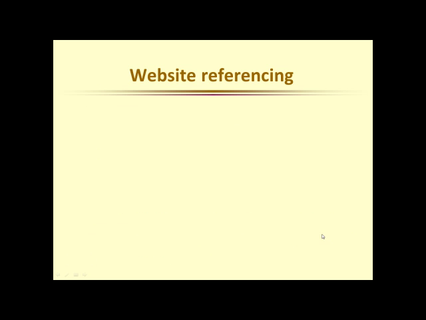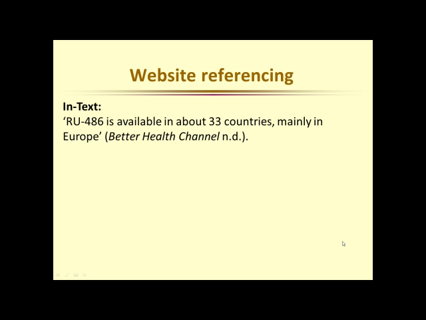Website referencing is a little more difficult for many students. Again, in-text referencing is easy. Just write your quote and then in brackets after it, insert the author, if you can find the person or group responsible. In this case, Better Health Channel is responsible with no personal author, and followed by the year. That should be in italics, then the year. And if you can't find the year, you don't have to be a detective. If you can't find the year, you just write n.d. in lowercase to indicate no date.